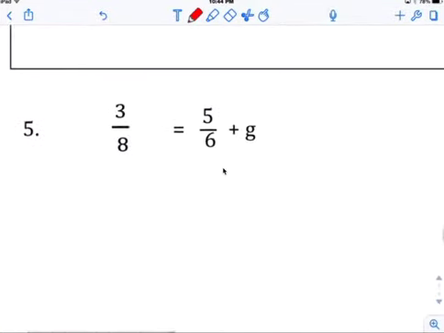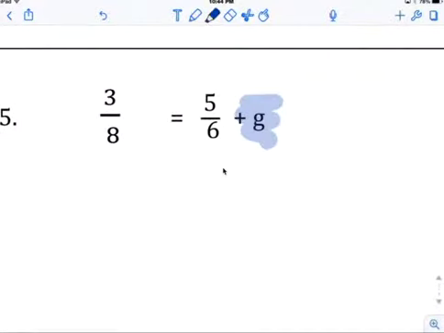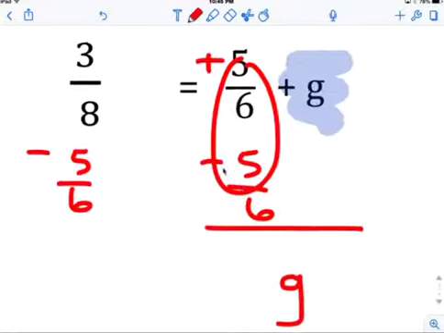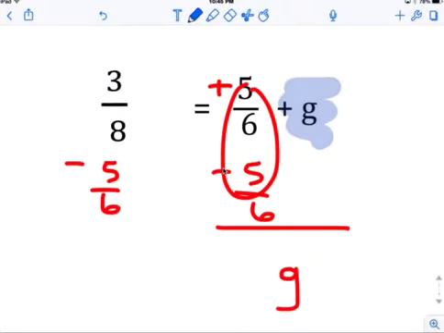Number 5, isolate the variable g. This is a positive 5 over 6, so you minus 5 over 6 to make 0. 5 over 6 minus 5 over 6 is 0. 0 plus g is just the letter g. Now, if you're going to minus, you minus on both sides. Again, notice I gave you a lot of room here to show your work. Least common denominator is 24. 8 times 3 is 24.